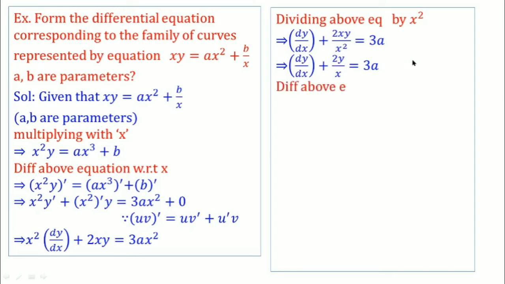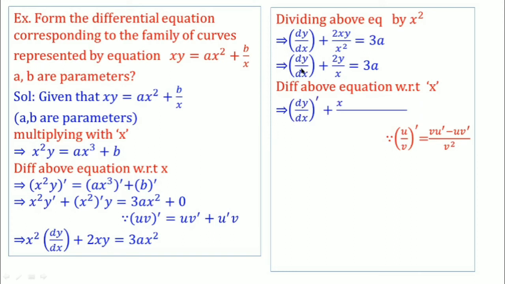So again we differentiate the equation with respect to x. When we differentiate, we have to apply the u by v formula to this function, 2y by x. This one also is a variable and this one also contains a variable, that's why we have to apply the u by v formula here. So u by v means (v into u dash minus u into v dash) by v square. So we get x into (2y) whole dash minus 2y into (x) whole dash, by x square, is equal to the differentiation of this constant, which is 0.